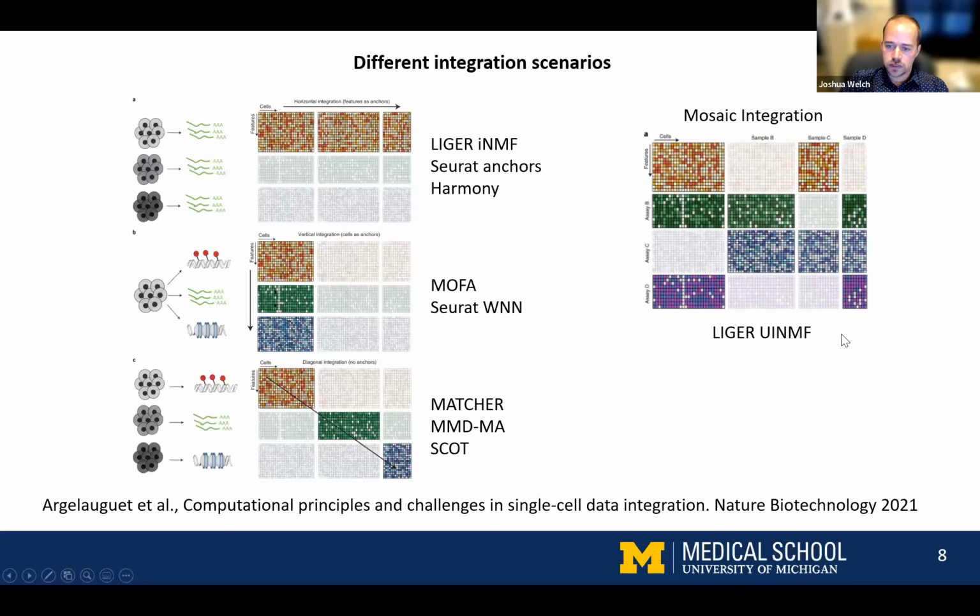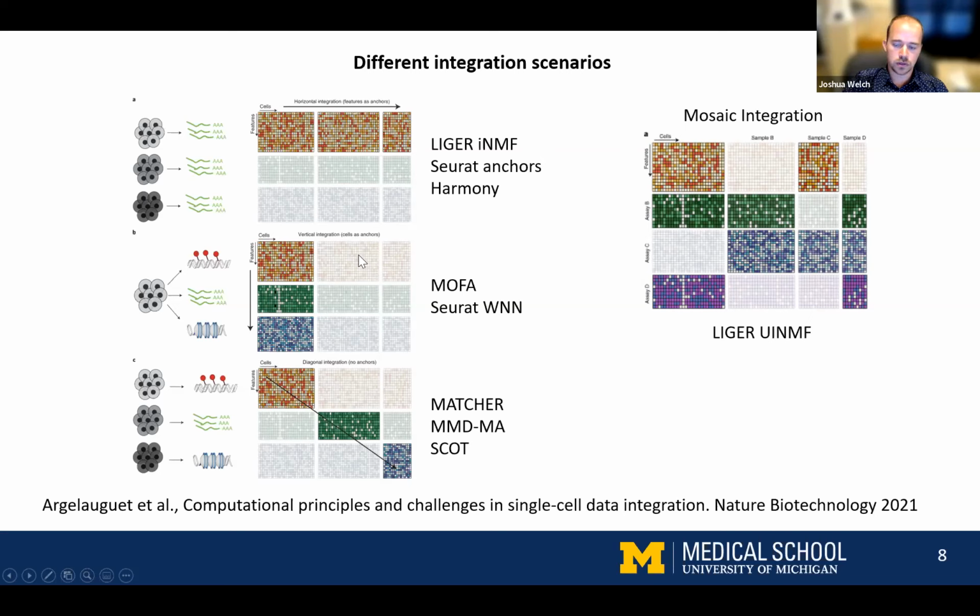This is a problem that was also recently identified in a really nice review paper that appeared in Nature Biotechnology, where the authors identified 4 different integration scenarios. The first scenario they called horizontal integration, which is basically where you have the same features measured in multiple different data sets. So single-cell RNA-seq data sets all measure the same genes, for example, and so you can use those shared genes as the basis for integration. Liger, Seurat, Anchors, and Harmony all use this strategy.